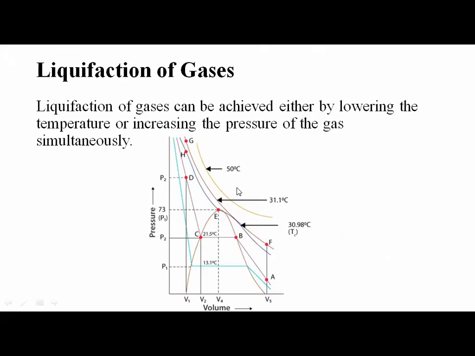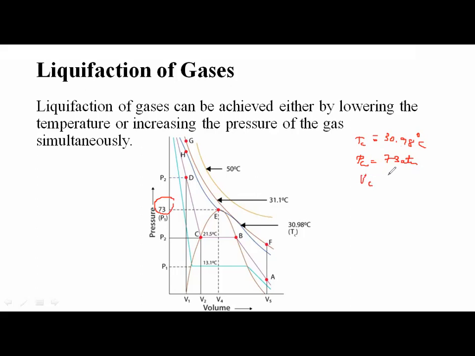For carbon dioxide it is. Yes, the critical temperature for carbon dioxide is 30.98 degrees Celsius. That means above this temperature you cannot liquefy the gas. The critical pressure is 73 atmosphere. Yes, you can see here 73 atmosphere. That means at this pressure, when the gas is at a critical temperature, it can be liquefied.